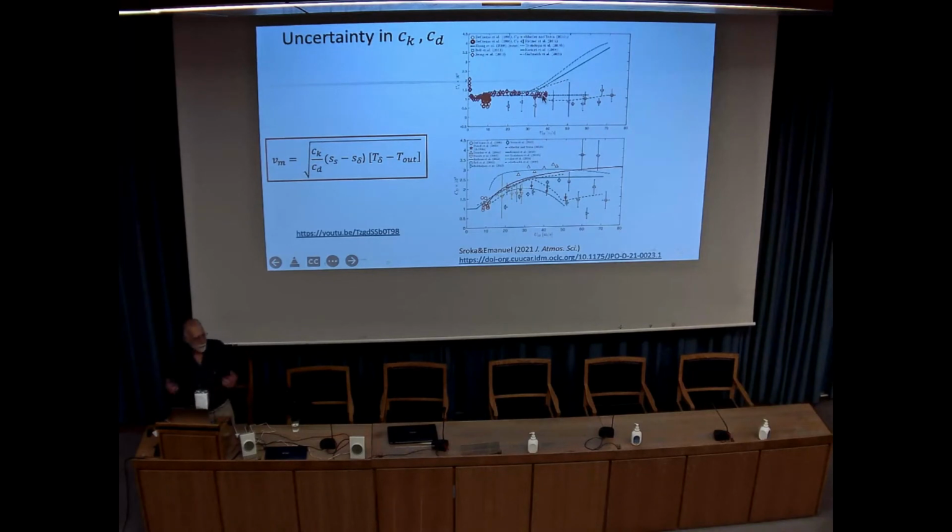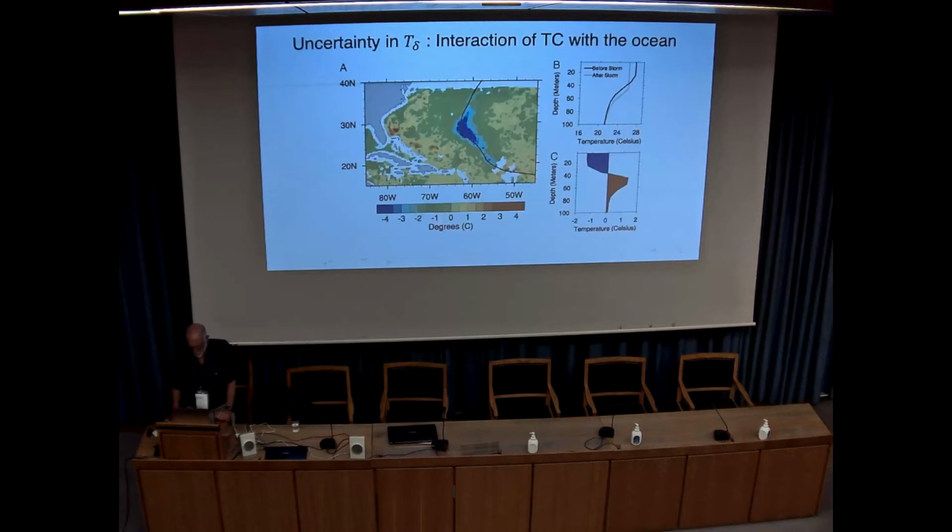These numbers are known fairly well at low wind speeds, but at high wind speeds the ocean surface is turbulent, there's spray, there are big waves, and so it's easier to write these equations down than it is to actually get a solid measurement of CK and CD.